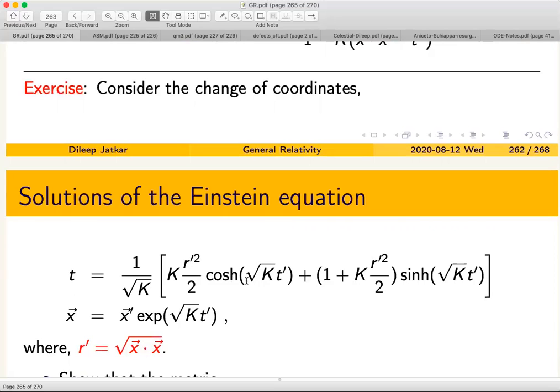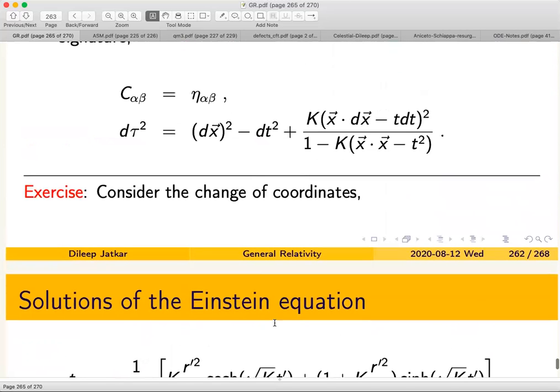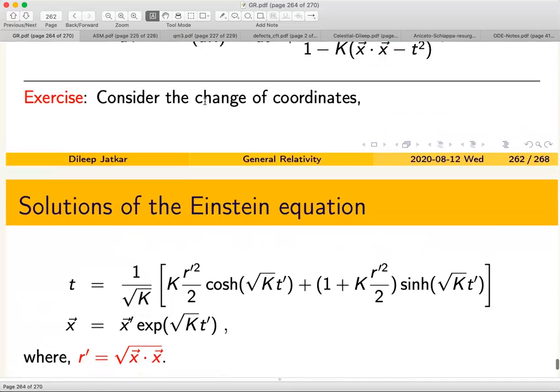So we have new coordinates r prime and t prime, plus 1 plus k by 2 times r prime squared times the sinh function, and use the x vector, transform that to the x prime vector times exponential of square root of k t prime. So here is our original metric with the Minkowski signature, and we do this coordinate transformation.